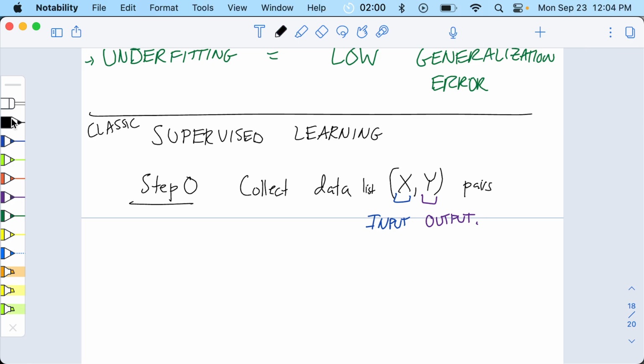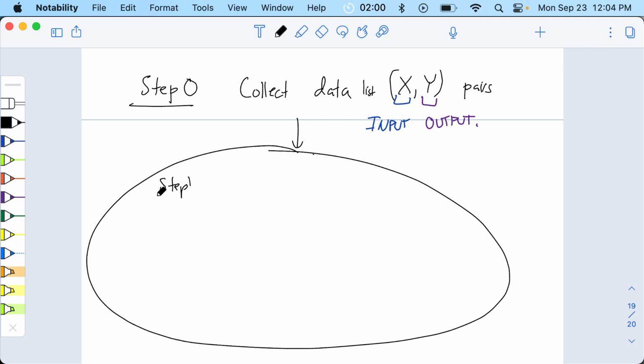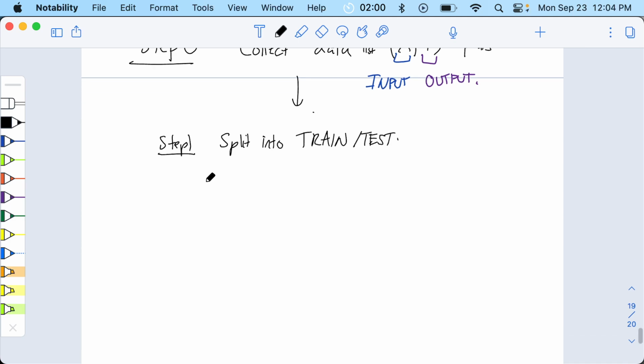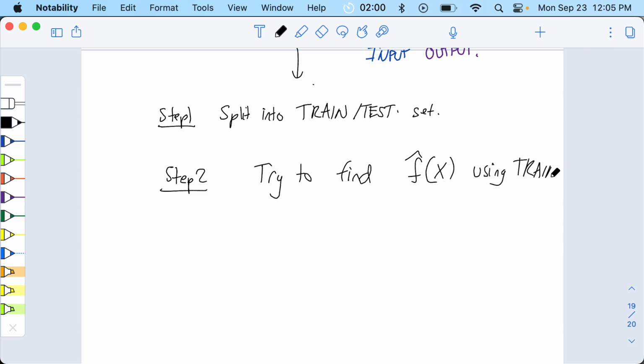Okay, and then this is the core loop. Let me draw a loop over here, because you can do testing with this stuff. Let's put it in a big bubble. Step 1, split into train and test. Actually, I guess that's not part of the bubble. Sorry for those of you with pens who wrote that down. So you split it up into 2 sets, and then step 2, try to find f hat of x using the training set, and then evaluate how good f hat is using the test set.